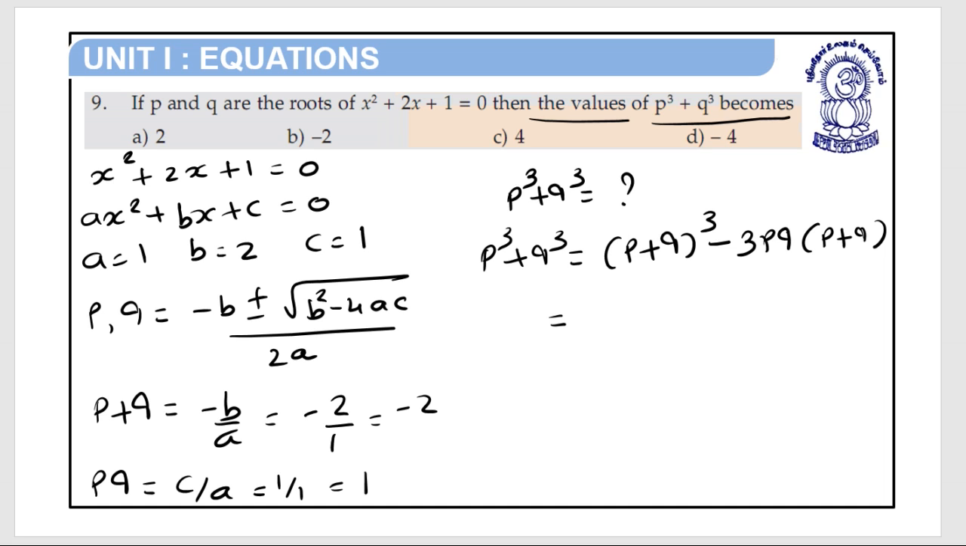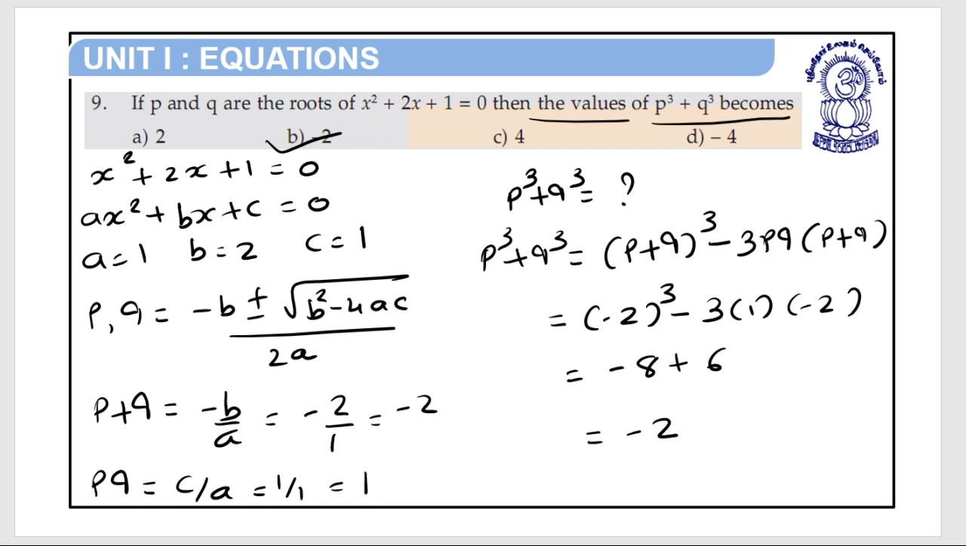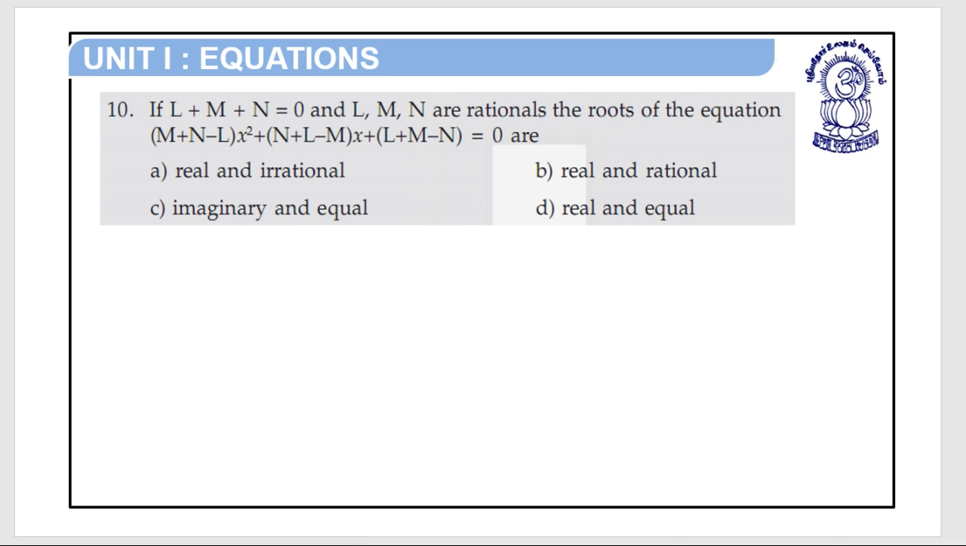So p plus q is minus 2, minus 3 pq, that is 1, p plus q is minus 2. 2 twos are 4, 2 fours are 8. 3 into 2, minus minus plus 6. Minus 8 plus 6 is equal to minus 2. So the answer is B, minus 2. Answer is B, minus 2. Next question.